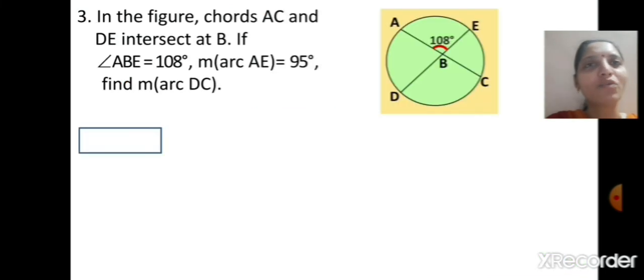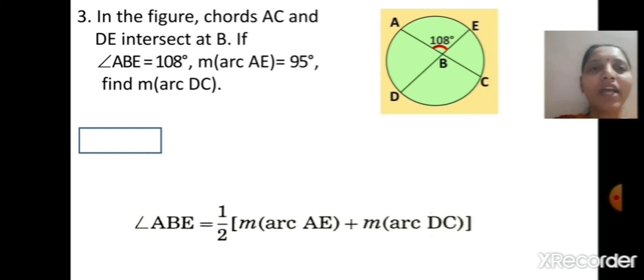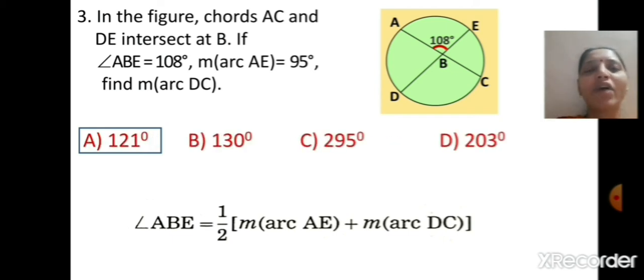Next one, in the figure, chords AC and DE intersect at B. If angle ABE is equal to 108 degrees, major arc AE is equal to 95 degrees, find major arc DC. So therefore this formula we have to use. Angle ABE is equal to half into bracket major arc AE plus major arc DC. You will get the answer as 121 degrees. So this way you have to solve this type of questions.